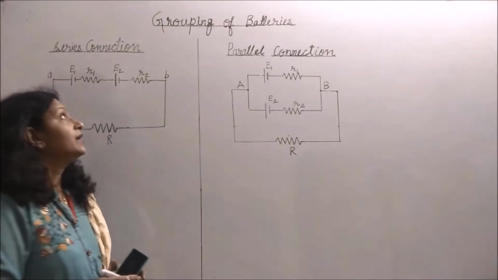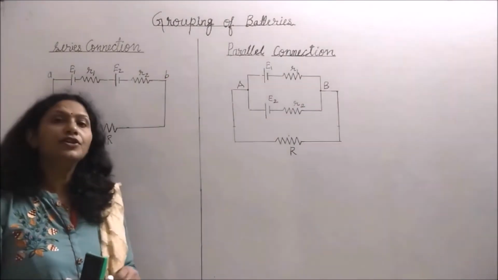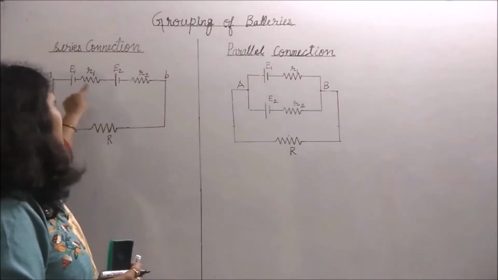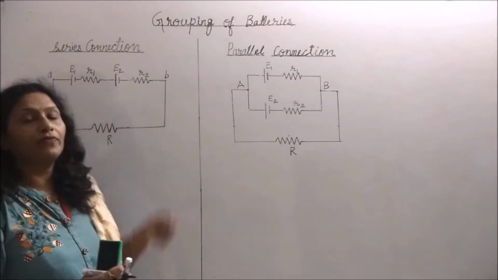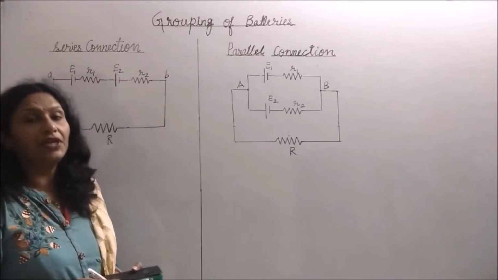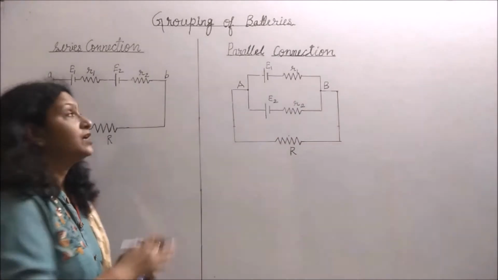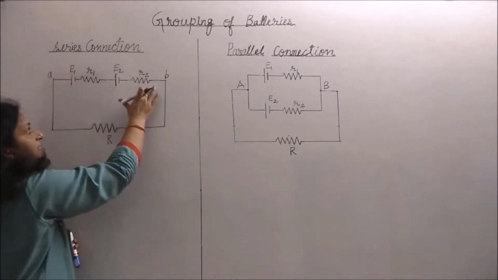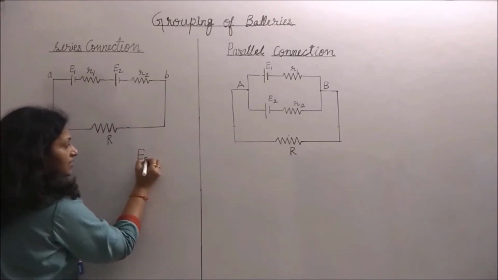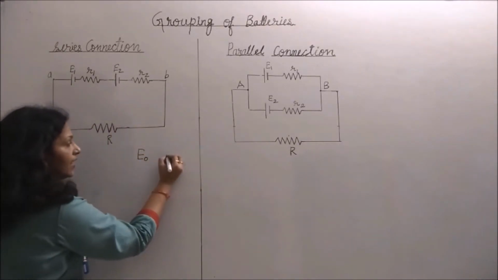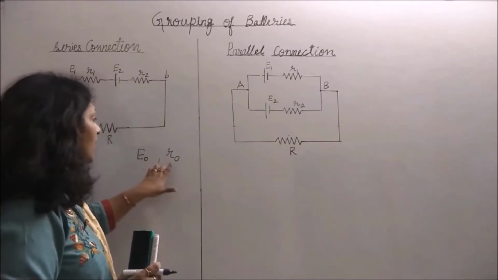Hello students, in this video we will see grouping of batteries. That means two batteries with their internal resistances, if they are connected in series, then what will be their equivalent EMF and equivalent of these internal resistances, so that we can replace this combination by that equivalent, that is suppose E naught and R1 plus R2 by R naught.